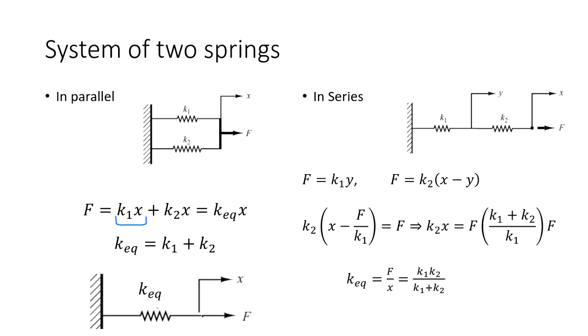So K1 times F plus the force due to spring 2, equivalent K times equivalent constant.